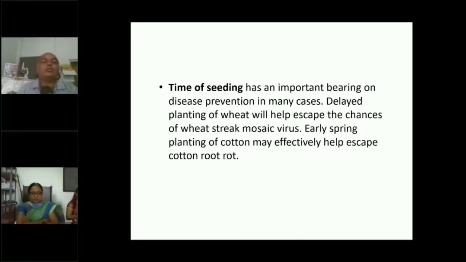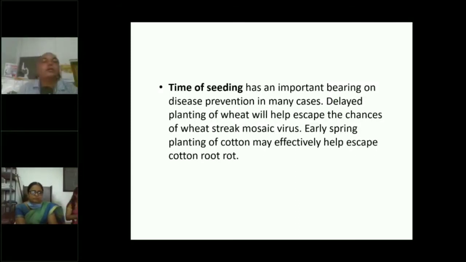Then with time of sowing, you can escape the infection of the pathogen. Suppose in the case of wheat, if you delay planting of wheat, it will escape the chances of wheat streak mosaic virus. Then early spring planting of cotton may effectively help escape cotton root rot. That is an escaping phenomenon. Based on that, you can adjust the date of sowing of your crop, which will also help you to reduce the disease.